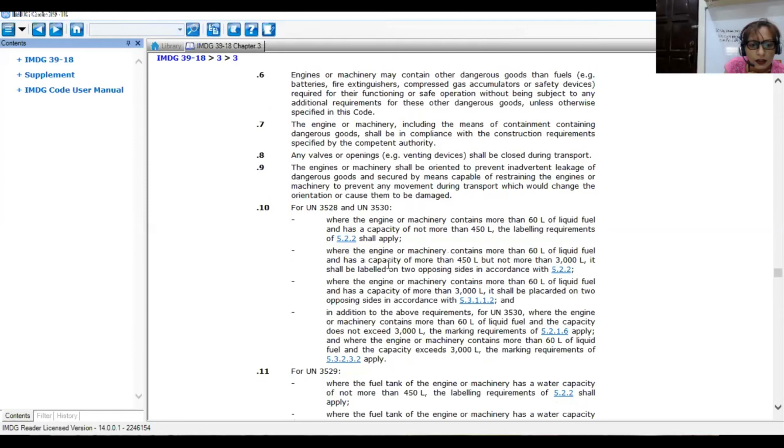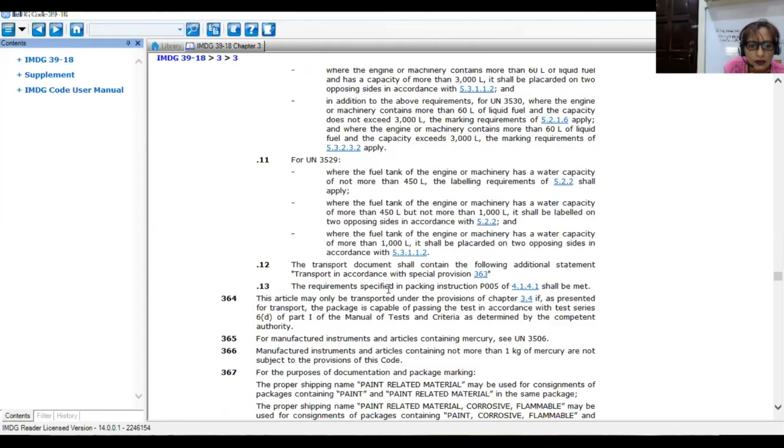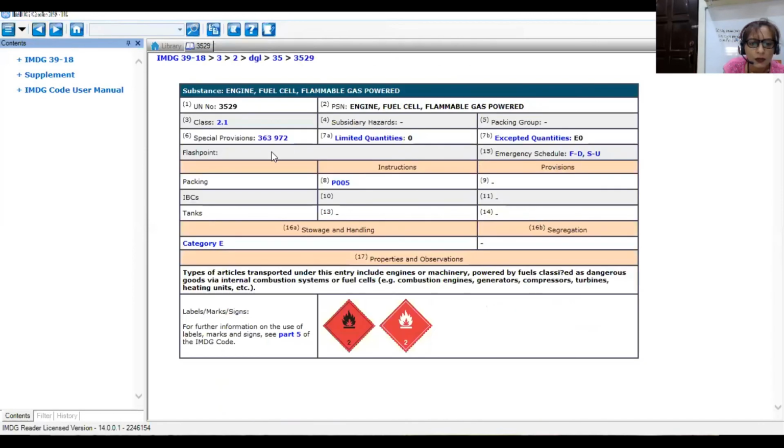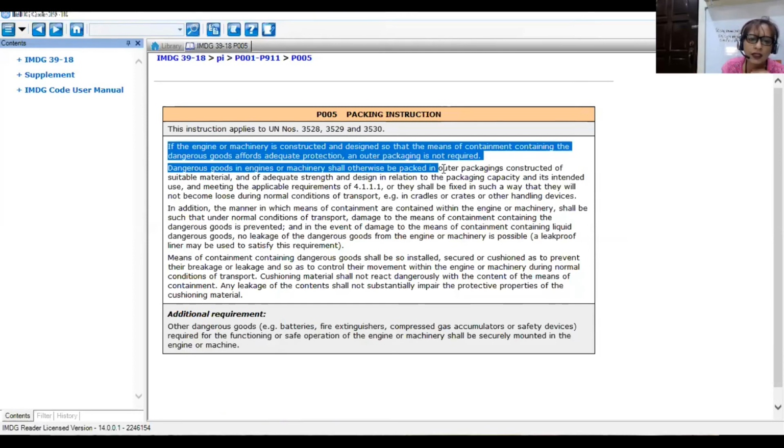And then go down, and here they tell you the capacities of the engines. The capacities of the engines are still going on, but nothing talks about how much it should contain. So I will go now to P005, and maybe P005 will give me some clarity here. If the engine is constructed and designed so that it meets the containment requirements, here they are talking about outer packaging.